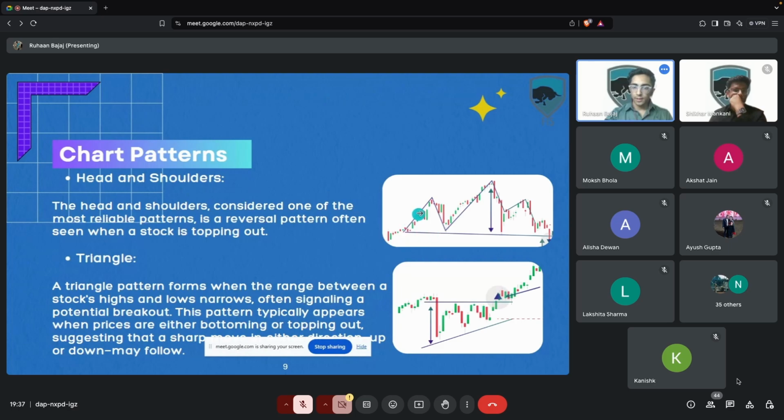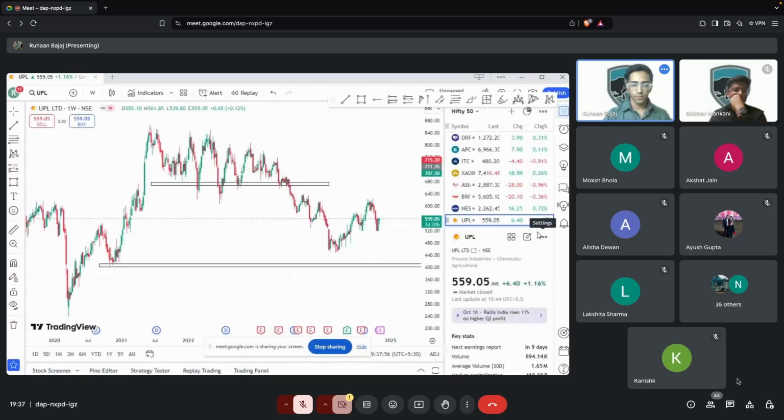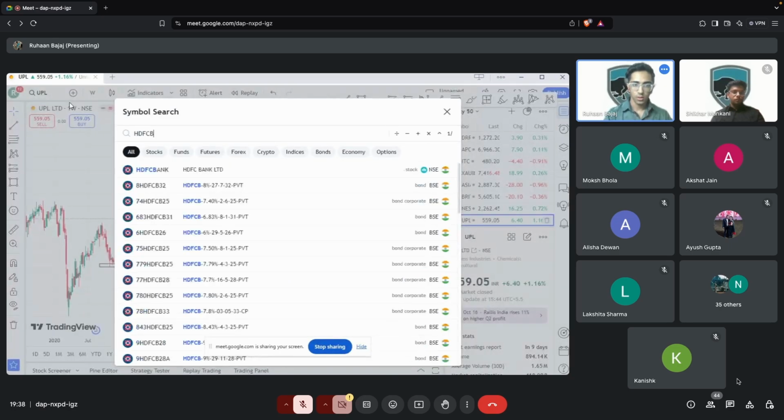So the first chart pattern, head and shoulders. As the name suggests, it creates a high, comes down. It creates an even higher high, comes down, then goes up, but not up enough to touch the previous high. I'll tell you this with an example, we'll have HDFC Bank.